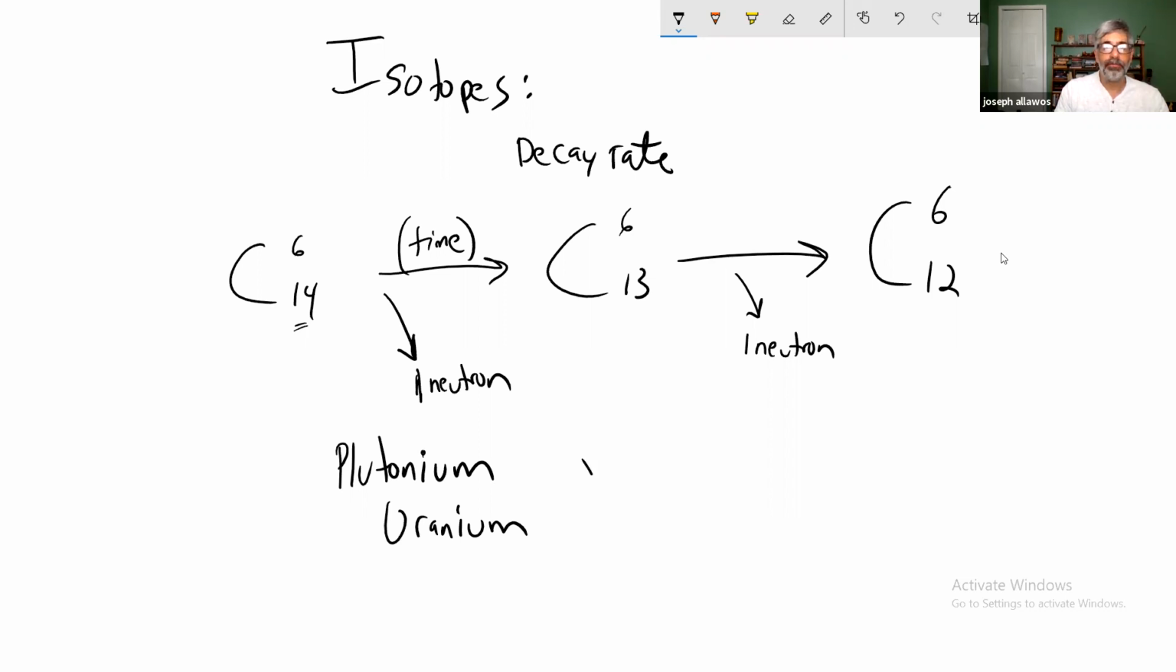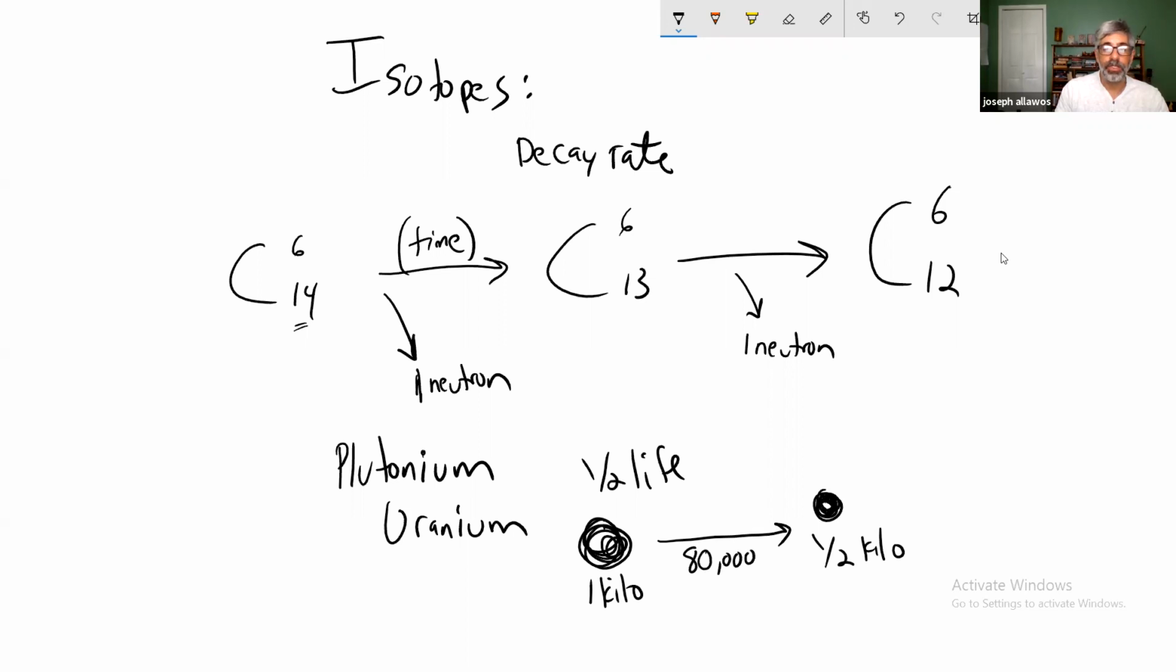We can talk about the half-life of an isotope. The half-life is, let's say you had a sample of uranium. Let's say you had 1 kilo of uranium. The half-life is how much time it takes to have a half kilo. And it turns out that for something like uranium, that's about 80,000 years. Okay, so what that means is if you have a kilo of uranium, 80,000 years later, you'll have half a kilo.